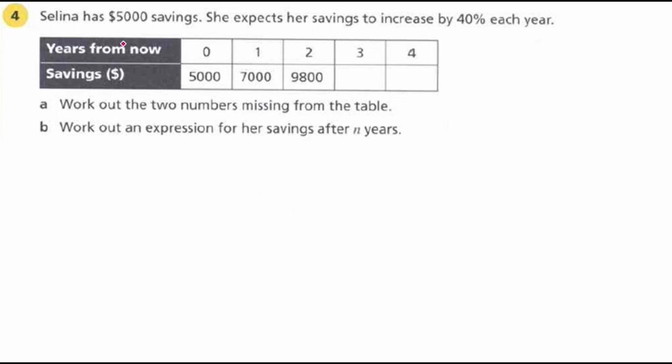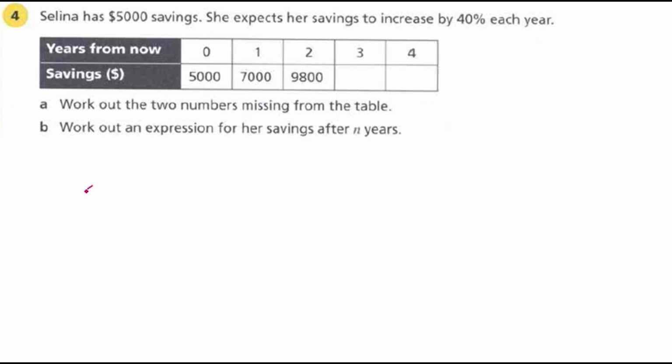Question 4. Selena has $5,000 in her savings. She expects her savings to increase by 40% each year. Work out the two numbers missing from the table, and then find an expression for the savings after n years. Okay, so now she has 5,000. A year from now, she'll have 7,000. 2 years from now, she'll have 9,800.